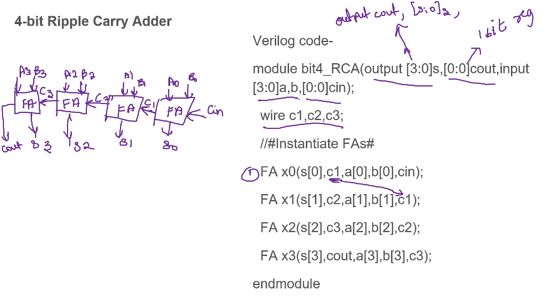And this C1 is propagated to the second full adder input, with A1, B1, and output is C2, which is propagated to the third full adder input, and C3 is propagated to the fourth full adder, and from the output of the fourth full adder we get S3 and the final carry output. So this is the implementation of a 4-bit ripple carry adder, where we call it ripple carry because we are propagating the carry.